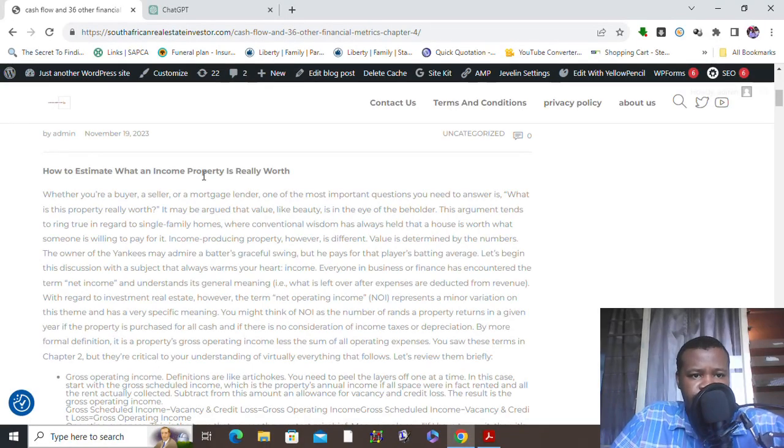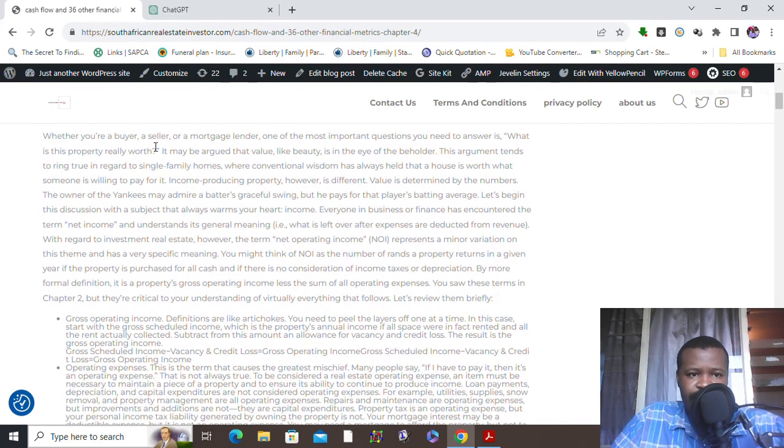How to estimate what an income property is really worth. Whether you're a buyer or seller or a mortgage lender, one of the most important questions you need to answer is, what is the property really worth? It may be argued that value, like beauty, is in the eye of the beholder.